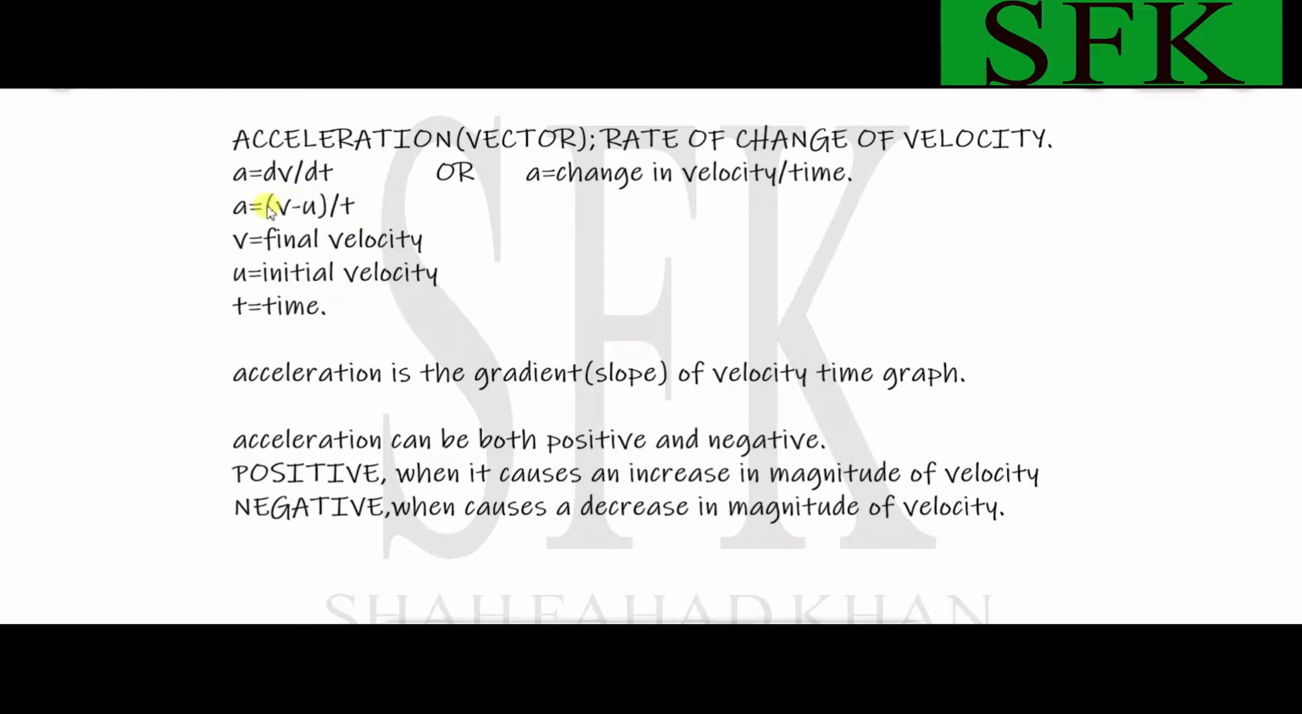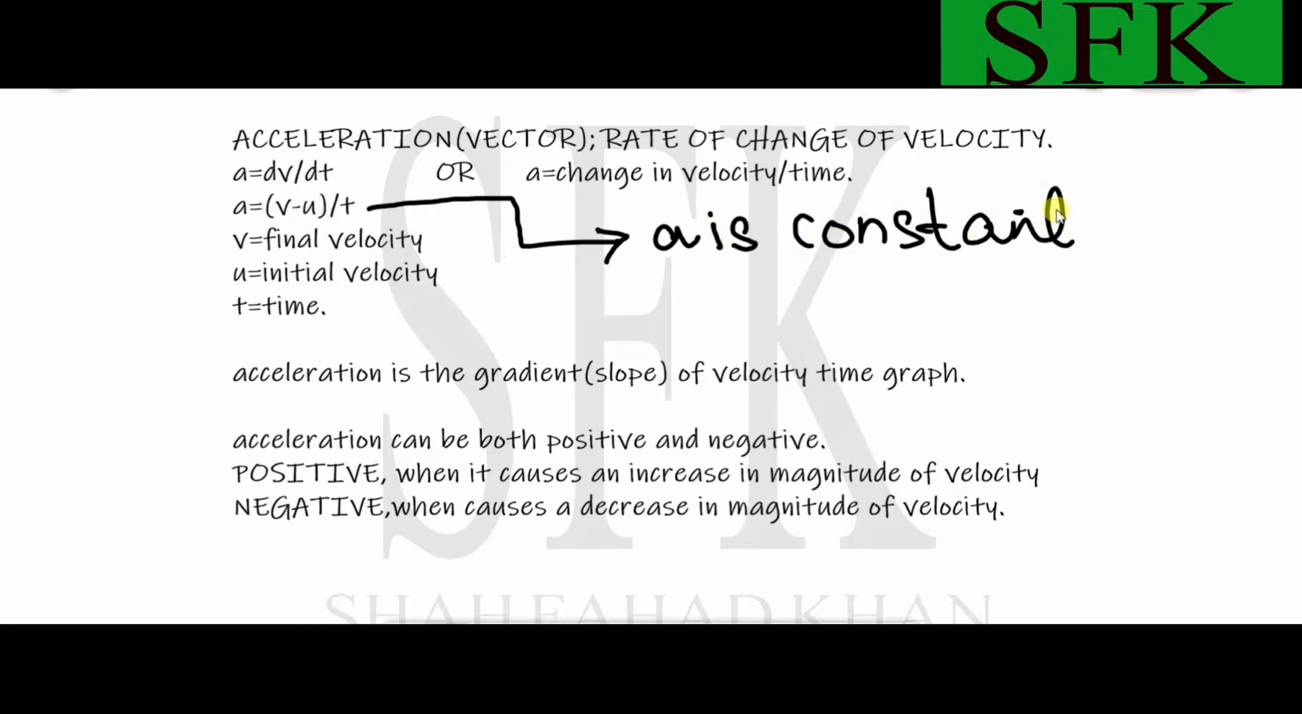It can also be written as acceleration equals (v minus u) upon t, where v represents the final velocity of the body, u represents the initial velocity of the body, and t represents time. This is a formula for calculating acceleration when initial and final velocities are given and the time for the change in velocities is also given. This formula applies when acceleration is constant, when acceleration is uniform.